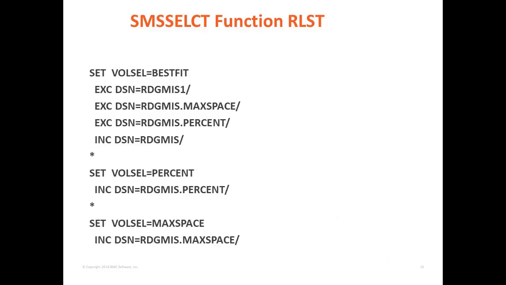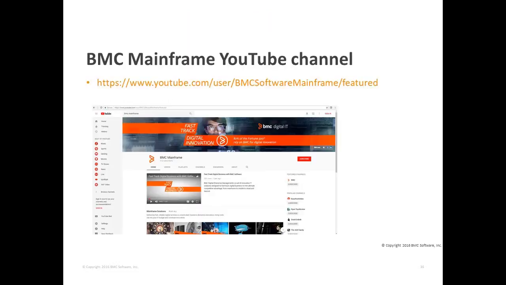Here's an example of using the SMS select R list for using the volcel parameter with best fit, percent, and max space. That concludes part 1 of this series.